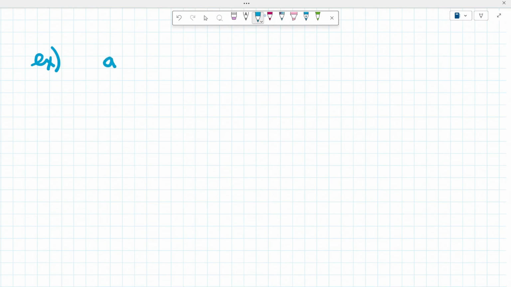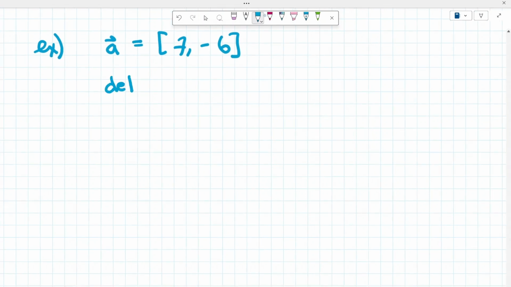So say we have some vector A equals 7 and -6. We want to determine the magnitude of A. So it's kind of like the quote-unquote absolute value. And we want to find this in the exact form. So that means if we get some square root, which we probably will, we want to keep it in that square root. So recall the formula.